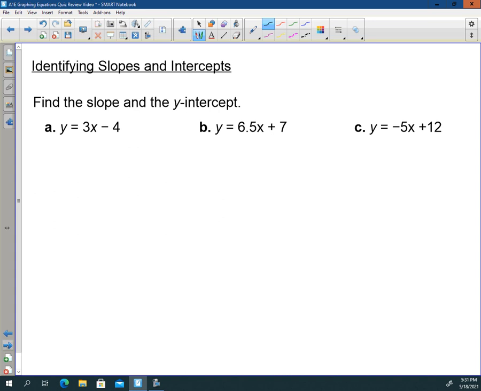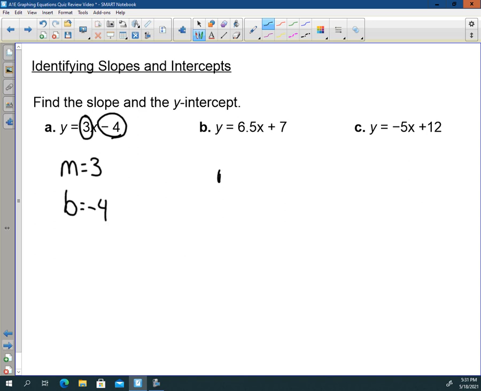For example, in part A, we know that the slope is 3 because it's right there in front of the x. The number that's in front of the x is going to be the slope. And then the y-intercept, or b, is the number that's in this spot. And you've got to include the negative if there is one. So there you go. That problem's done. The slope is 3, and the y-intercept is -4.